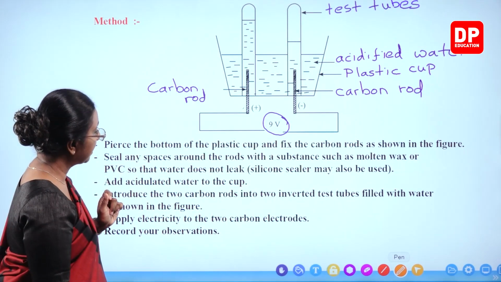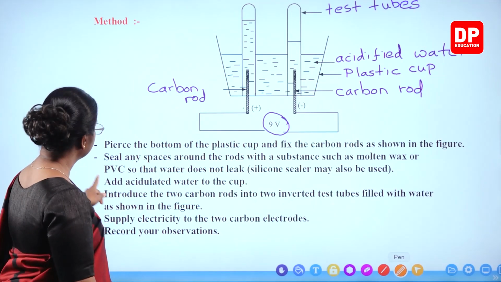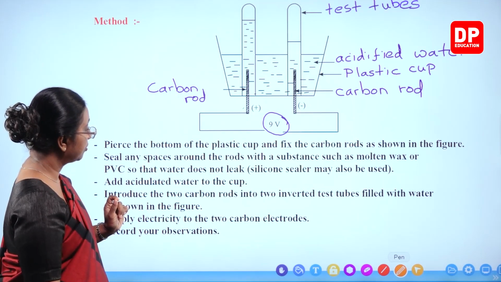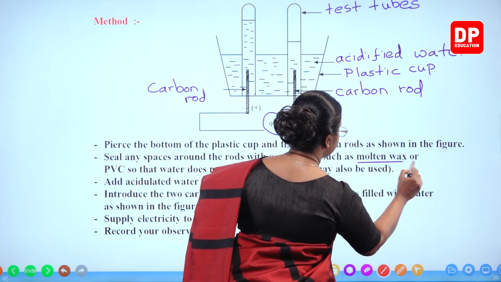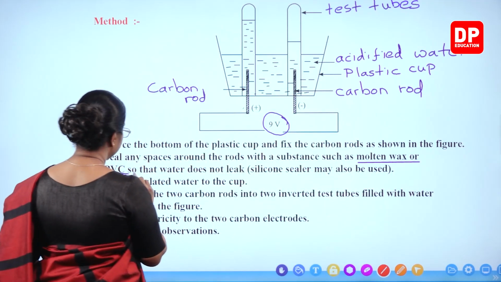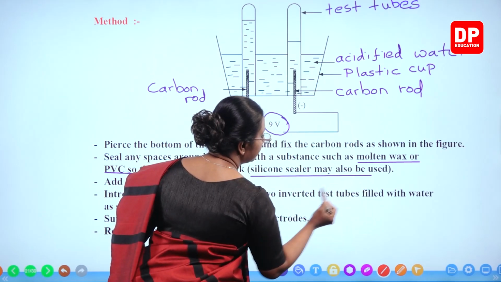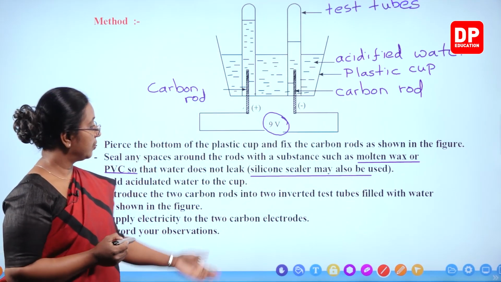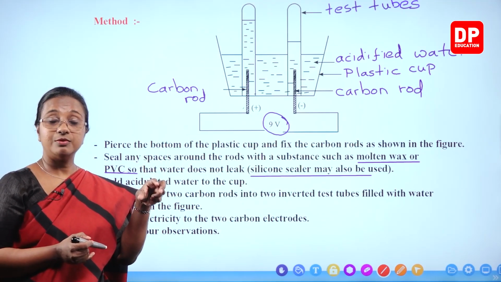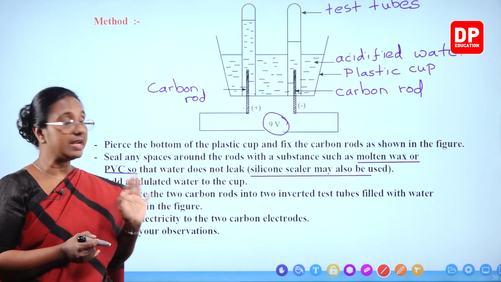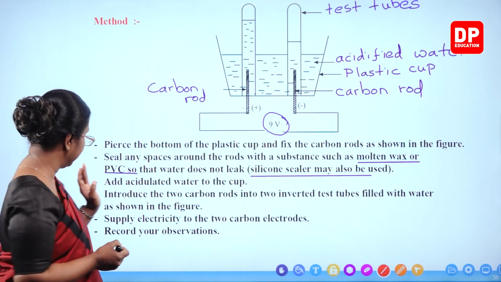Pierce the bottom of the plastic cup and fix the carbon rods as shown in the figure. Seal any spaces around the rods with a substance such as molten wax or PVC so that water does not leak. Even silicone sealer may also be used. So it can be molten wax, you heat the wax and you put the liquid wax onto that, it will solidify and it will seal it, or PVC or a silicone sealer.